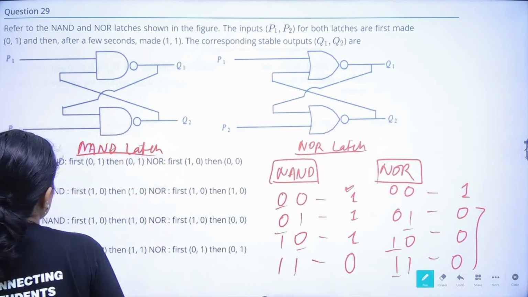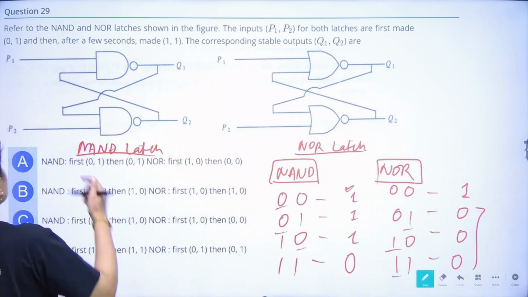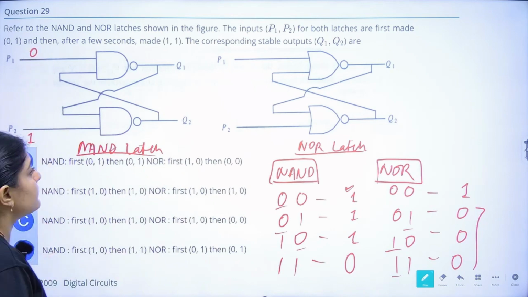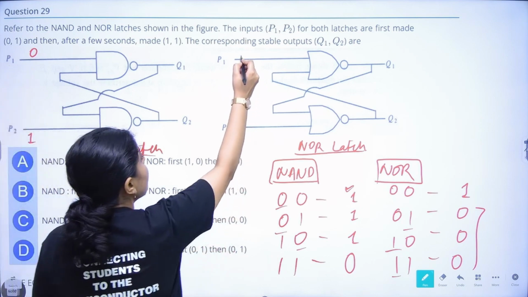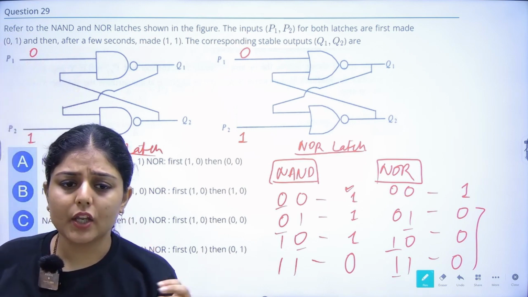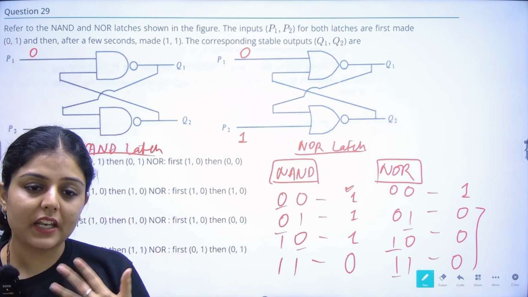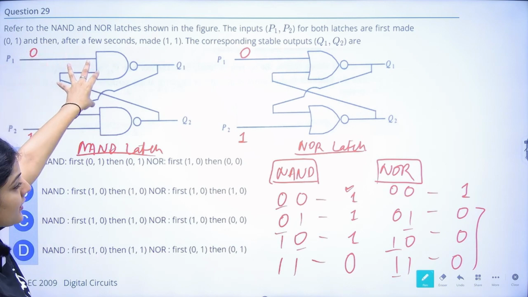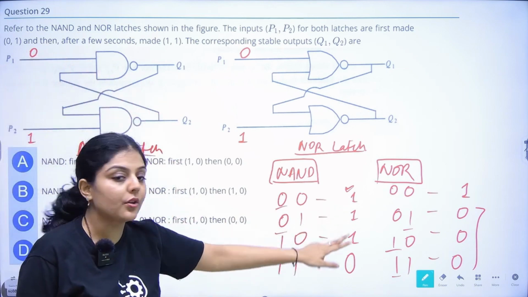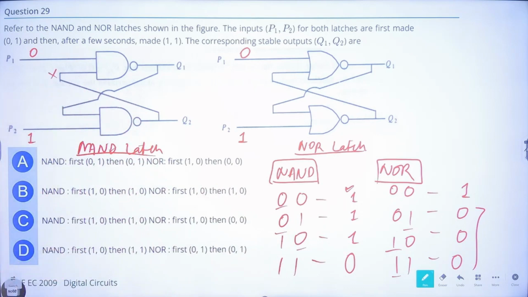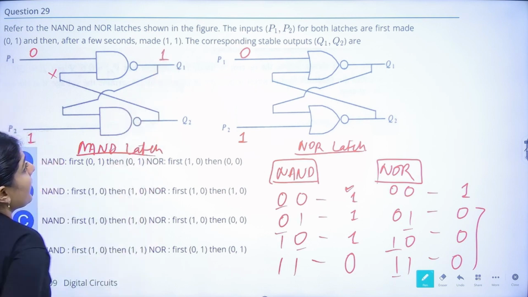So we have to find the outputs for both inputs. For the first input it was 0 and 1, and for the next input it was 1 and 1. We'll start from the first input, which is 0 and 1 in both the cases. Just listen carefully and you will learn how to solve these latches very quickly and efficiently. You see 0 here. This is a NAND gate, and if you see any 0, you know the output will be 1, no matter what the value of the other input is. So the value of output will be 1.